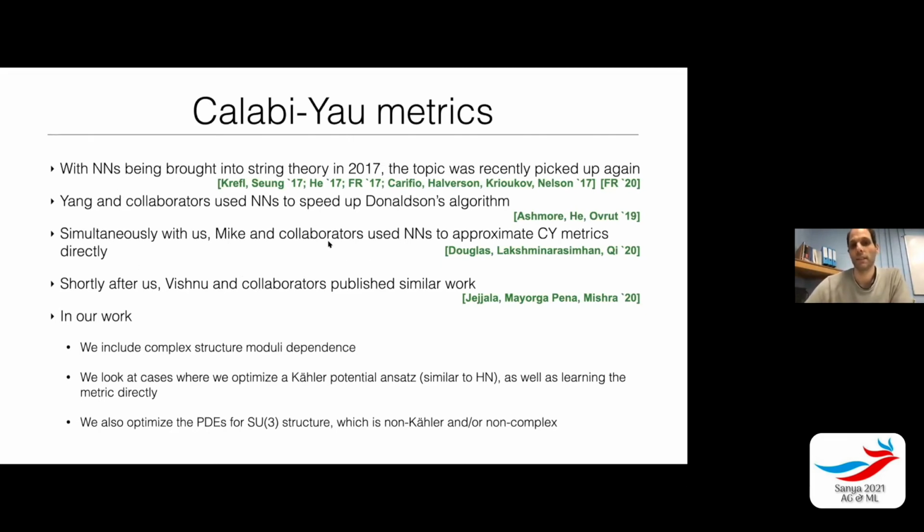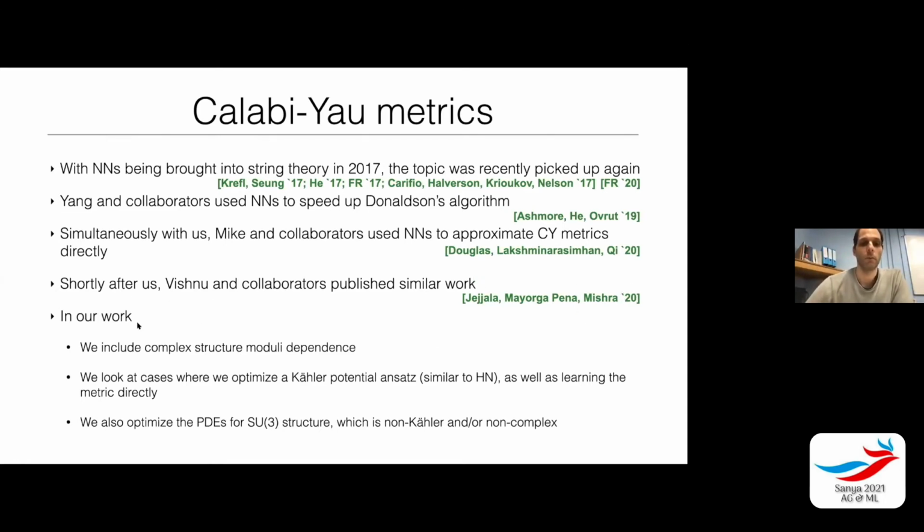Then simultaneously with us, Mike and his collaborators used neural networks to approximate Calabi-Yau metrics directly. So not using Donaldson's algorithm, but just using the fact that the metric can be thought of as a map from a point in complex structure moduli space, combined with a point on the Calabi-Yau, into a matrix which tells you what the metric is at this point in complex structure moduli space on that point on the Calabi-Yau. And then shortly after, Vishnu, Damian, and Challenger published their work, and Challenger just spoke about this.